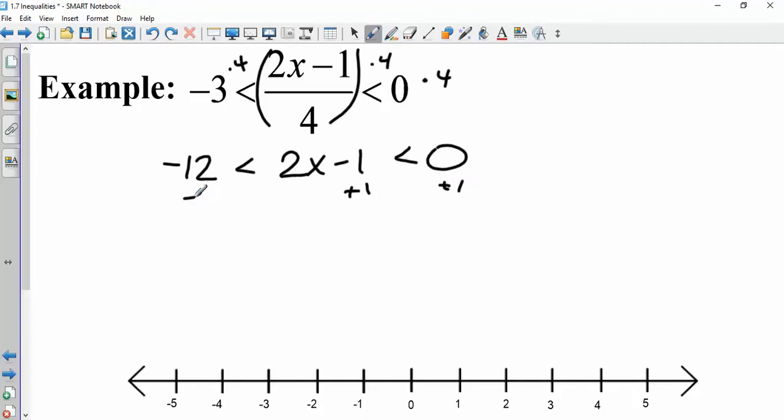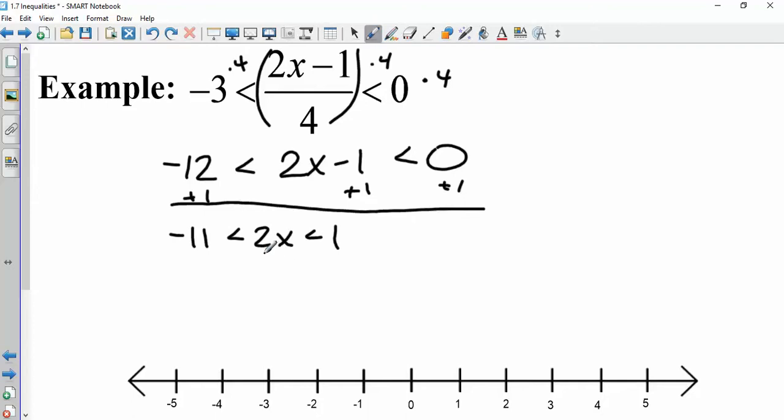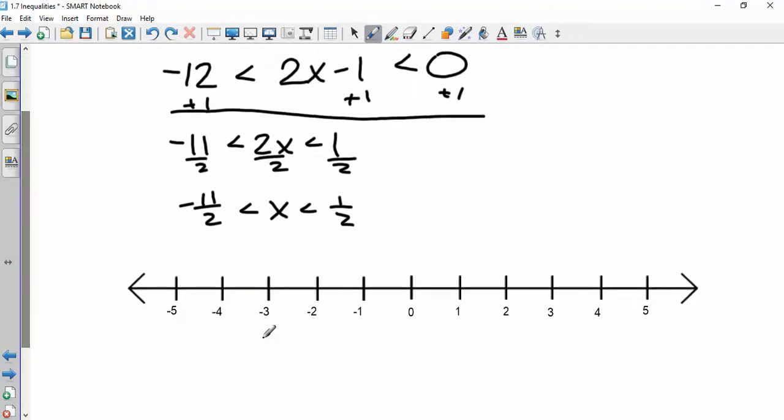Then we would have to add 1 to everything. And divide by 2. So I have negative 11 halves is less than x is less than 1 half.